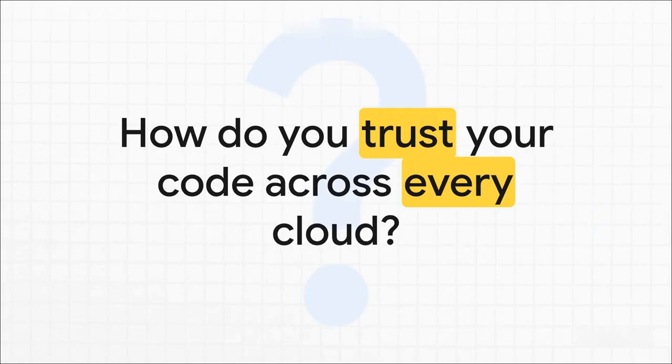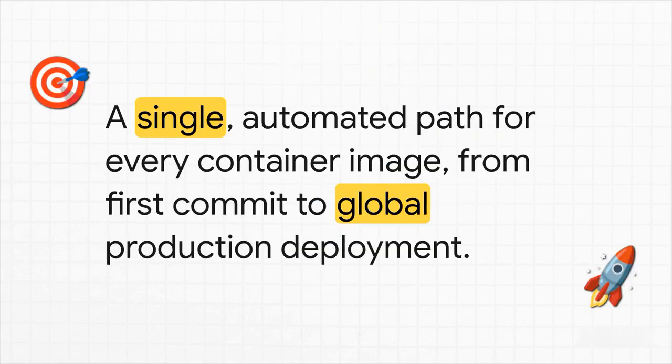If you're a senior architect, this question probably keeps you up at night. When your services are spread across ECR, ACR, and Google's Artifact Registry, how do you truly know that the code you tested is the exact code that's running everywhere, every single time? The dream scenario here, and what we're mapping out today, is moving from total chaos to complete control.